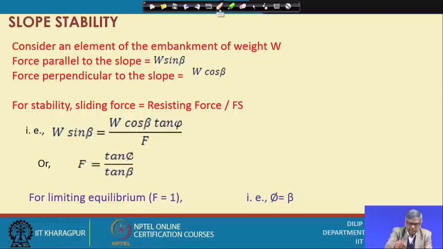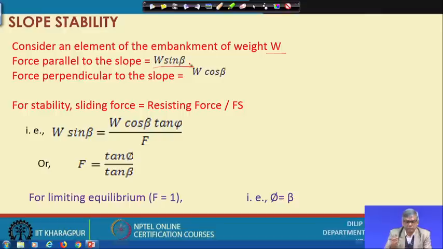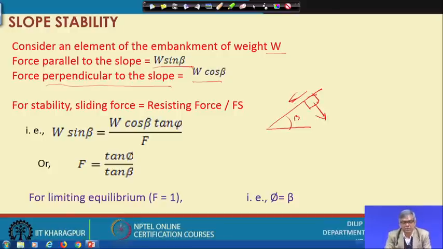As I have mentioned, we have taken the element on the embankment, and W is the weight force, and the force parallel to the slope will be W sin beta, which is shown as T, and the force perpendicular to the slope will be W cos beta. That is, if this angle of the slope is beta, then one component is W sin beta, another is W cos beta.